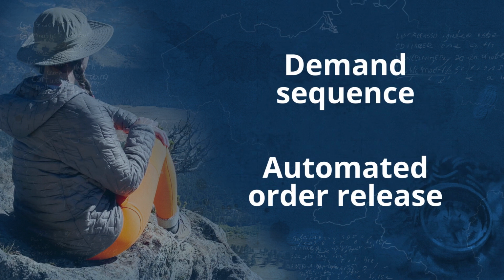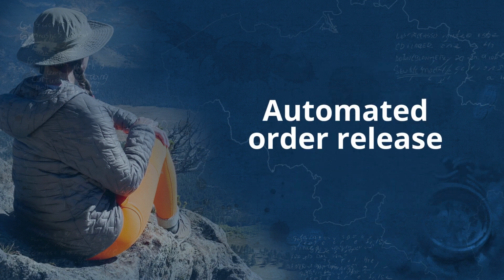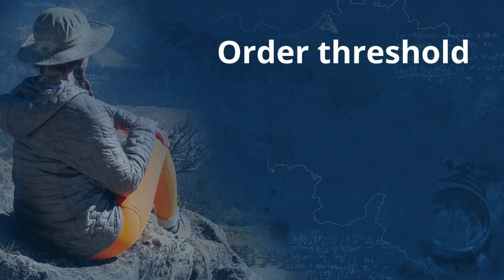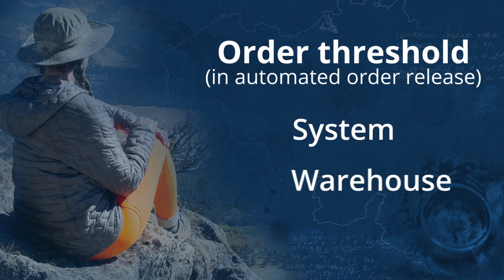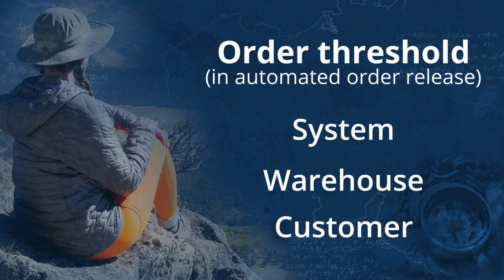We took that concept of the demand sequence and we linked it to automated order release so that what roughly happened in soft allocation will be the input for automated order release. That makes sense. So Mel, you know, different customers have different policies about how and when a shipment should be sent to them. And so for that reason, we also introduced the concept of order thresholds in automated order release. This can be set at the system level, the warehouse level, or the customer level to ensure that we're only sending shipments when they've passed these thresholds.